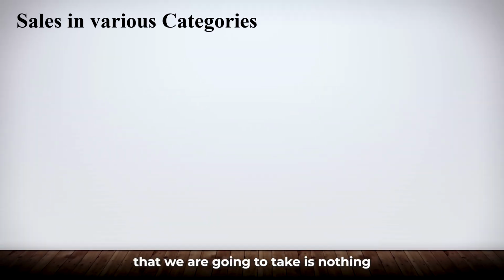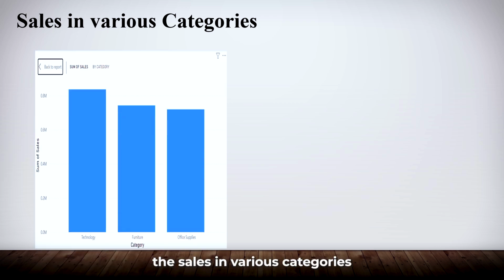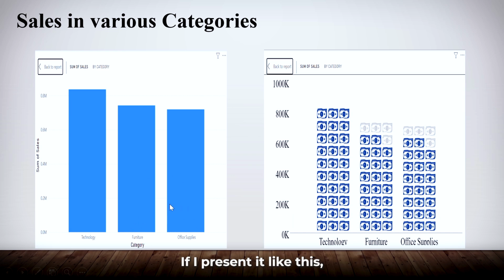Today, the data that we are going to take is a sample superstore data. We have the sales in various categories like technology, furniture and office supplies. But what if the same visualization, I present it like this? It is more attractive, right? Since this is sales data, we have used rupee notes instead of a normal bar chart.